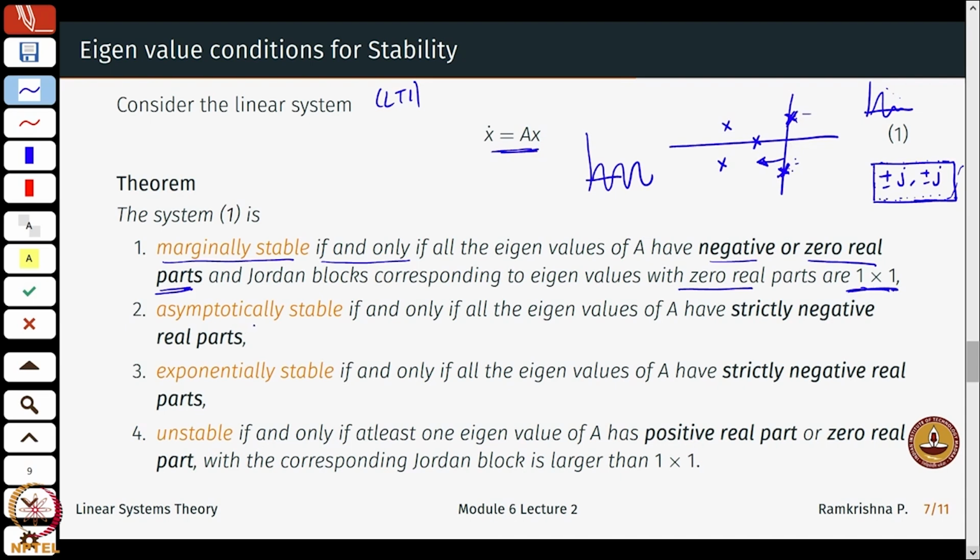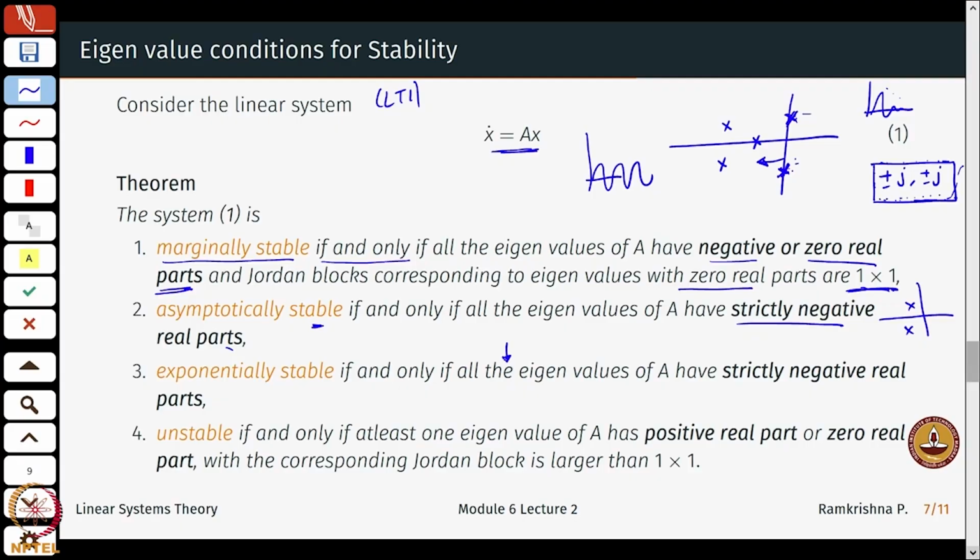Okay, asymptotically stable is easier. I just have to check that all the eigenvalues are in the left half plane, with no eigenvalues on the imaginary axis. So the theorem says that the system is asymptotically stable if and only if all eigenvalues of A have strictly negative real parts. A similar thing holds also for the exponential stability case in the LTI case.